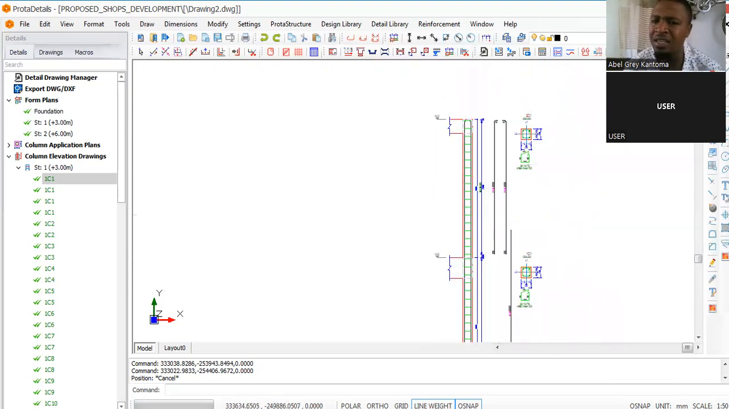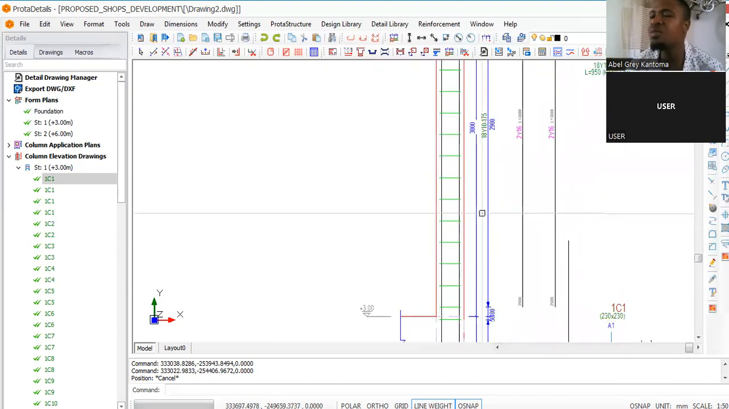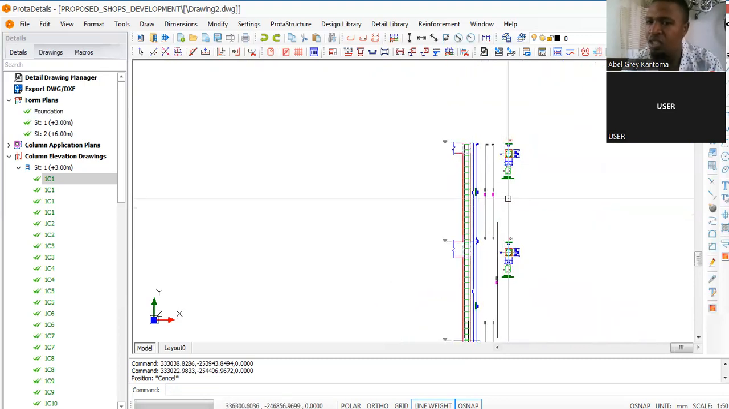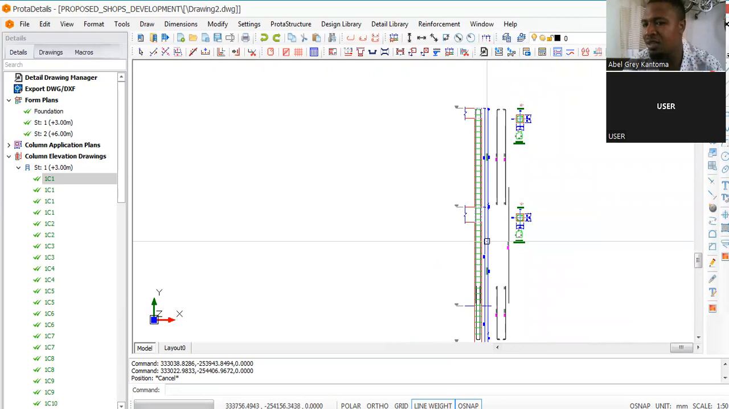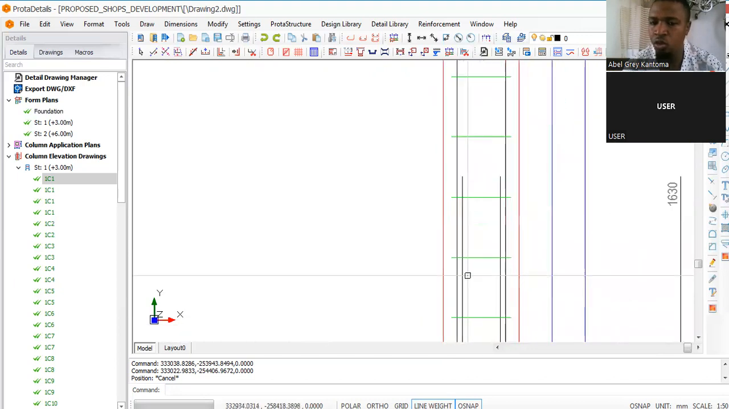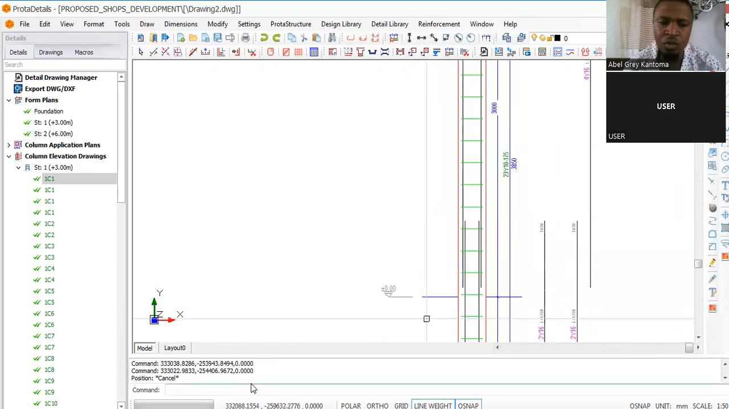So that is why I said Prota Structure detailing is perfectly correct. There is nothing wrong with it, okay? It's just different from the way we will represent our detailing here in Nigeria. But you can see these 2 lines, these are 2 reinforcement. The reinforcement is the same thing with what I have here in my normal AutoCAD detail drawing. It's just the representation that is different.